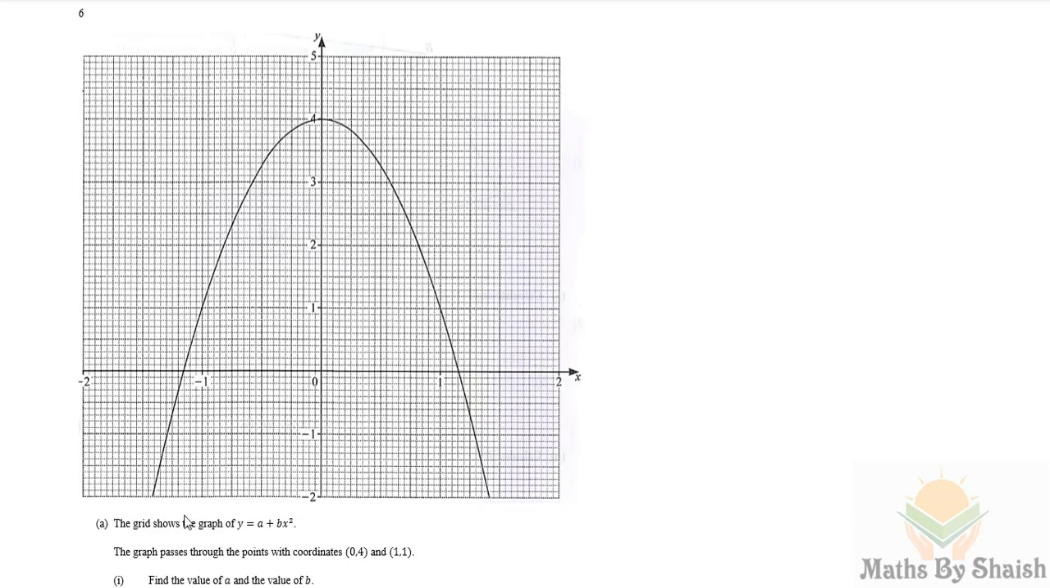Here's the sixth question. We can see this is a quadratic graph, and part A says the grid shows the graph of y equals a plus bx squared. So the equation of this graph is y equals a plus bx squared. Now the graph passes through the points with coordinates (0, 4) and (1, 1). Means we have this point given and this (1, 1) point also given. And we can see it's symmetric about the y-axis. It means this will also pass through (-1, 1). So these are the information we have.